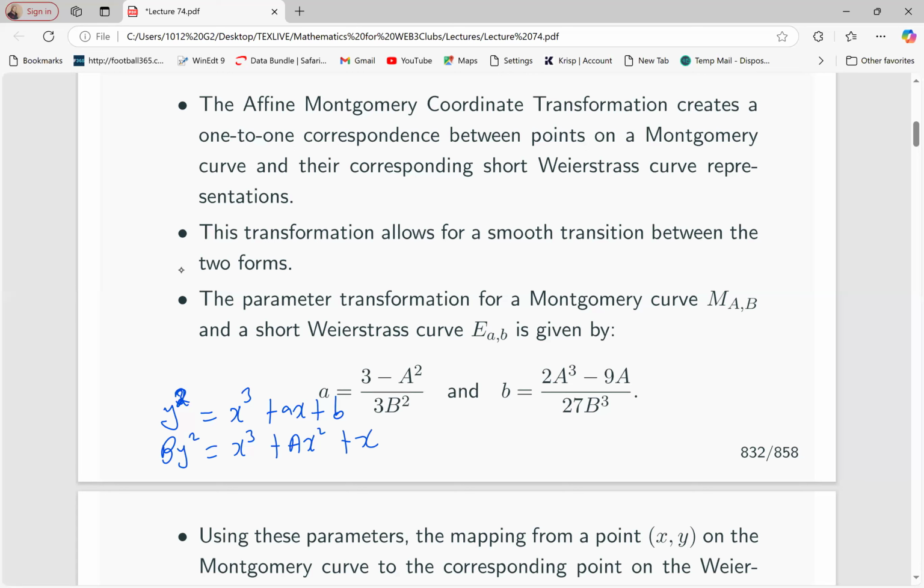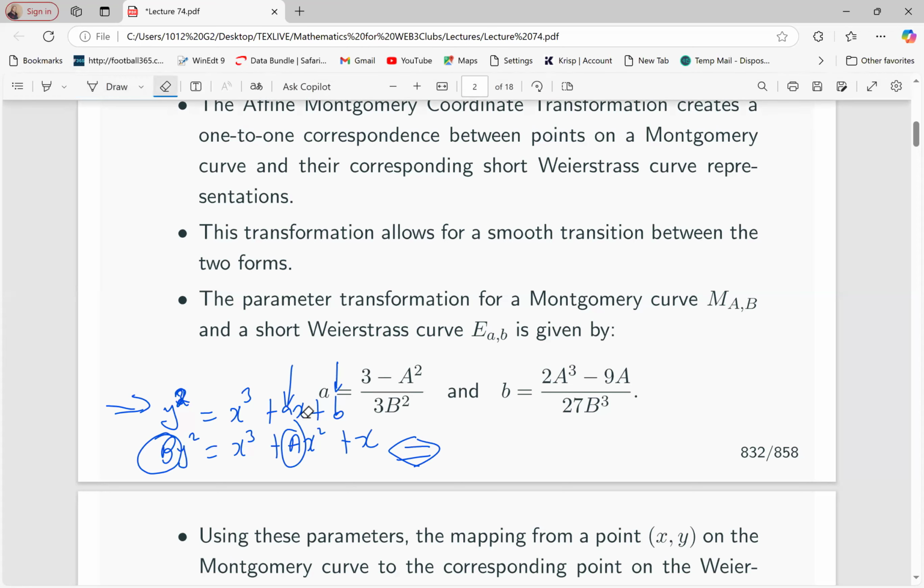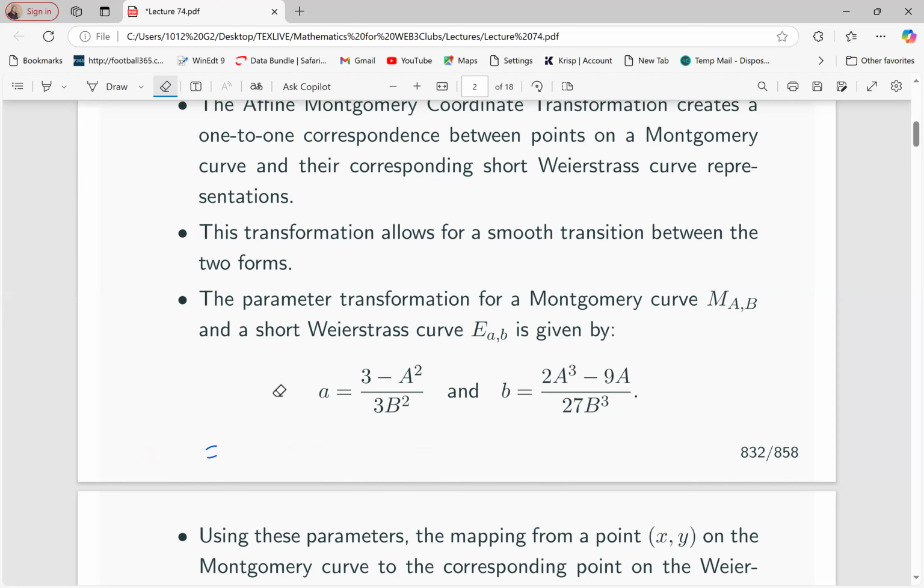Of course, we saw how, if we are given the short Weierstrass form, we obtain a and b. And if you are given the Montgomery equation, we also saw how to find a and how to find b. That is what I've just written here: if you're given the Montgomery equation, you can find the small a and the small b for the short Weierstrass form.